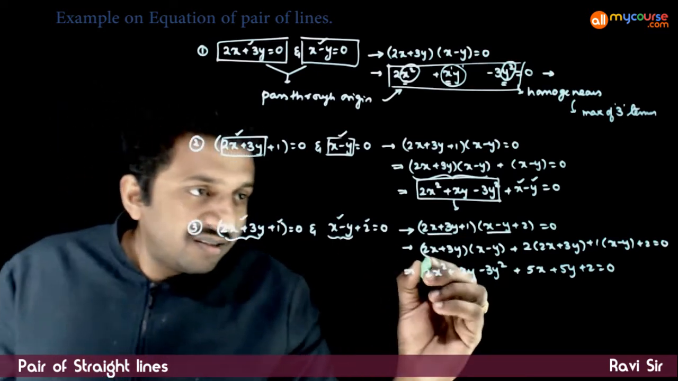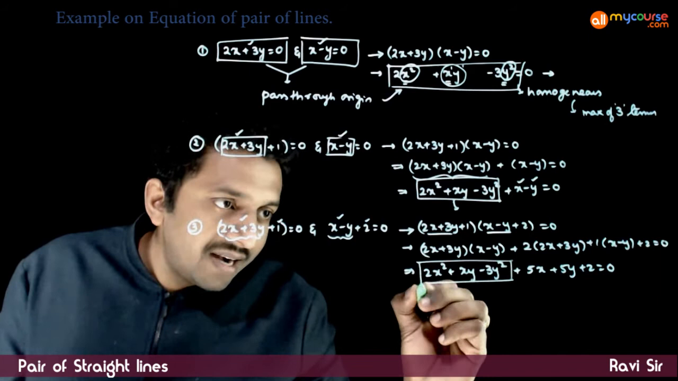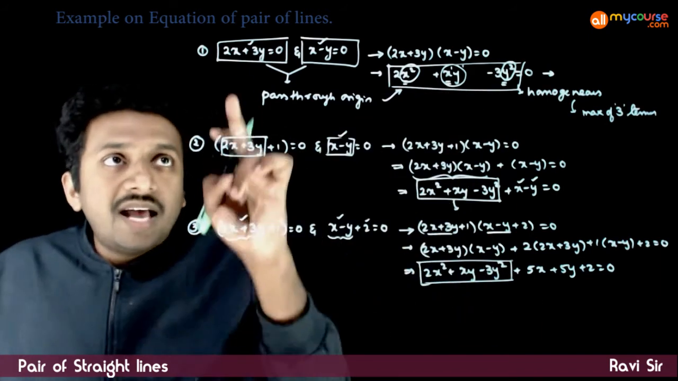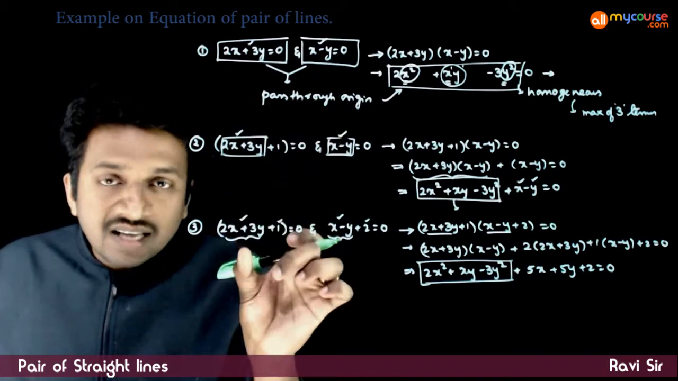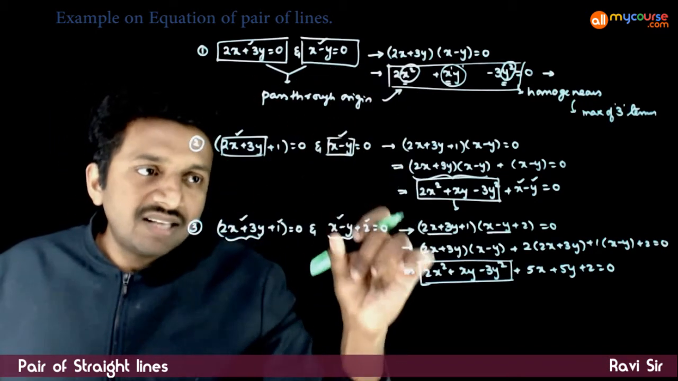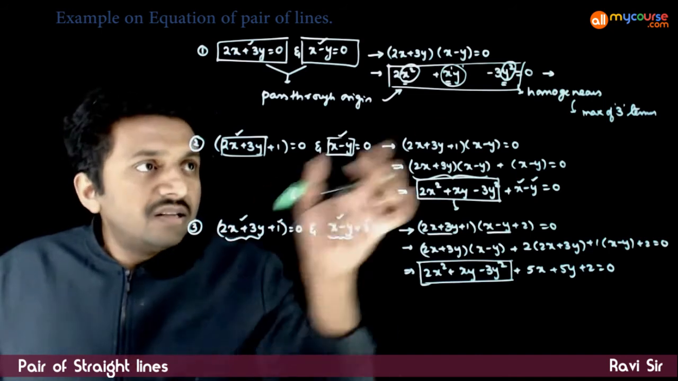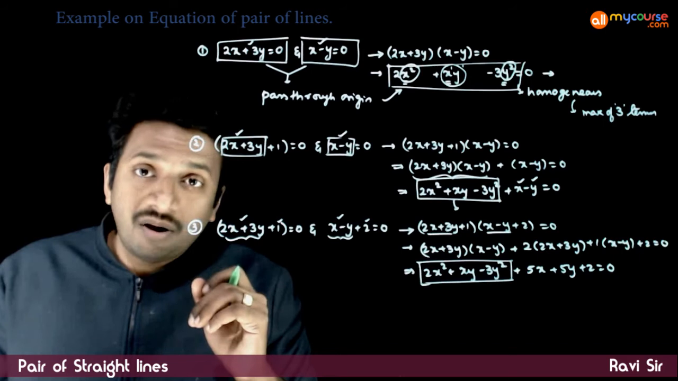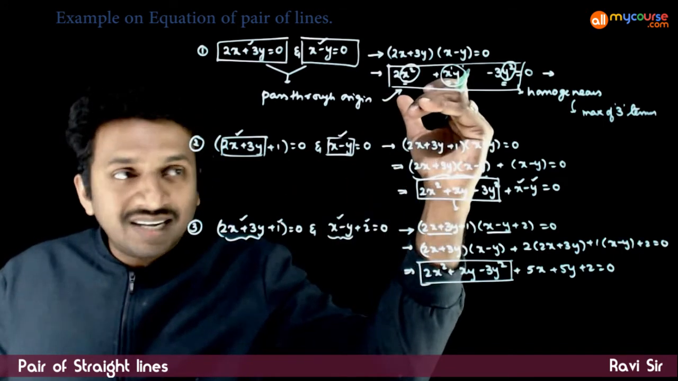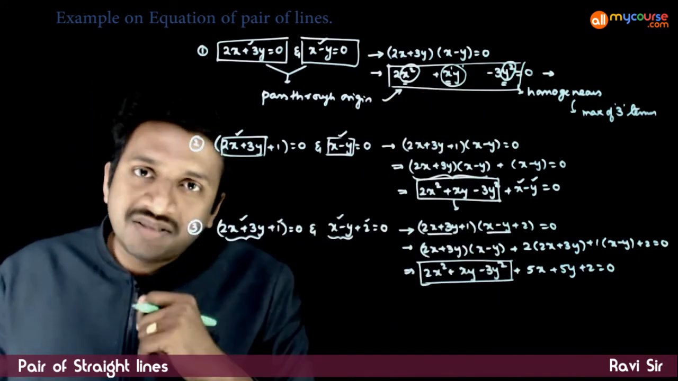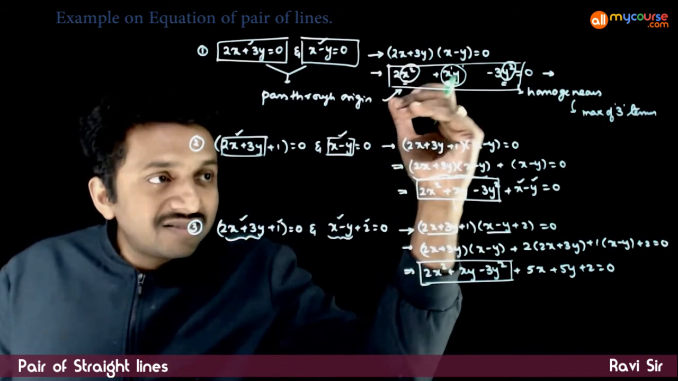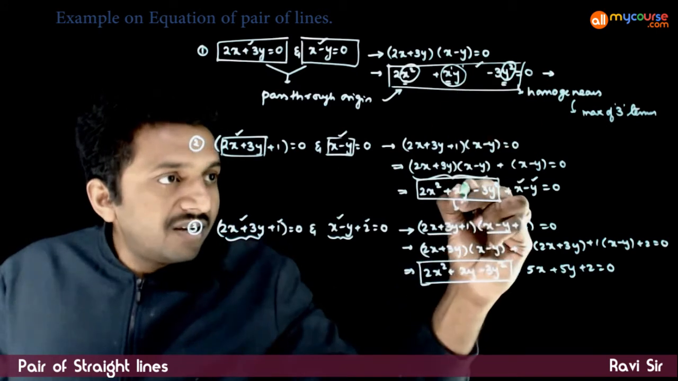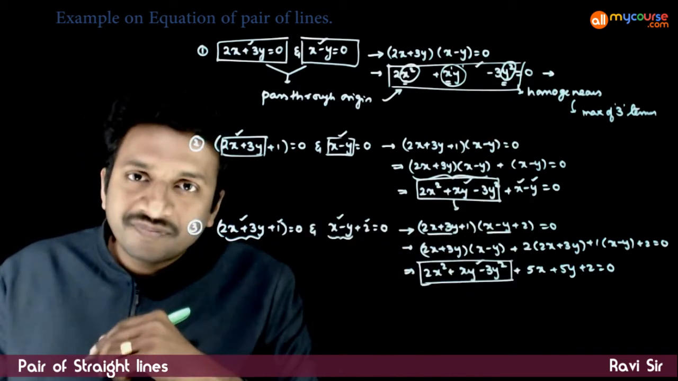But the quadratic part did not change in all the 3 equations. As you can see, these 3 lines are parallel to each other. So all these pairs of lines represent pairs of parallel lines. This set is parallel to this set, which is parallel to this set. So as long as the pairs of lines are parallel to each other, the quadratic part does not change.